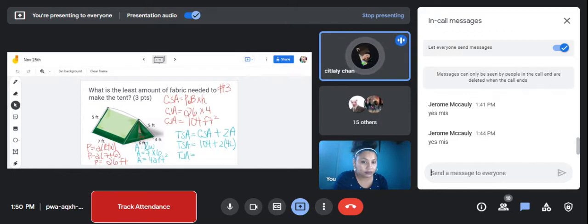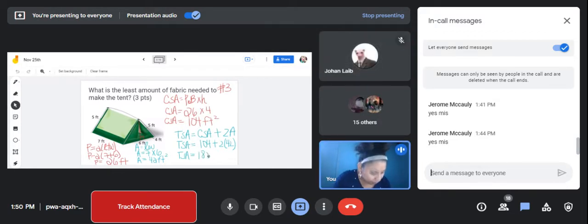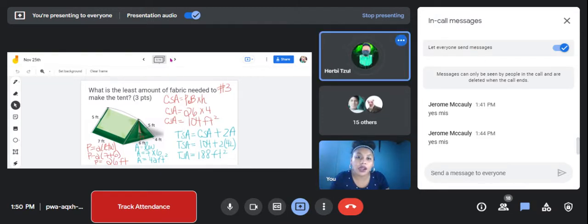It's 188. 188, miss. 188. Very good, everybody. And it is area, so feet squared. Everybody got that? Yes, miss. Okay, good.